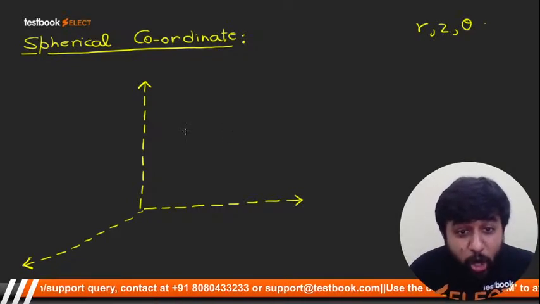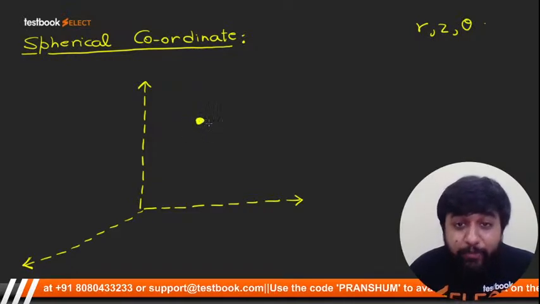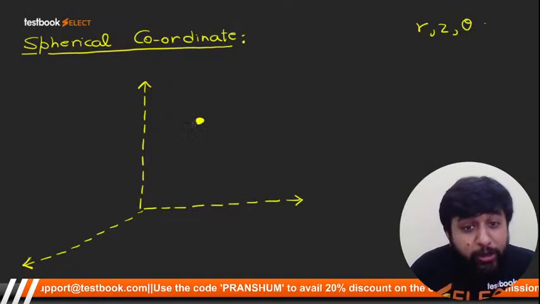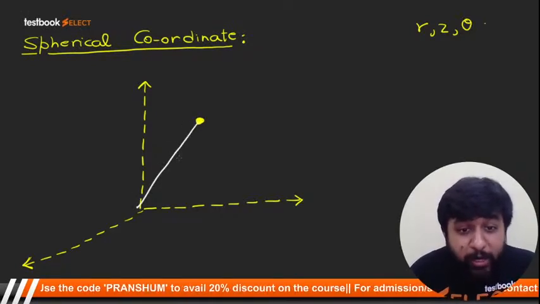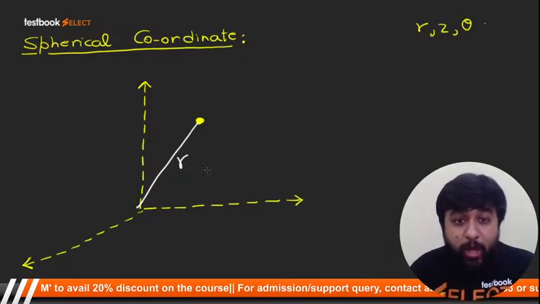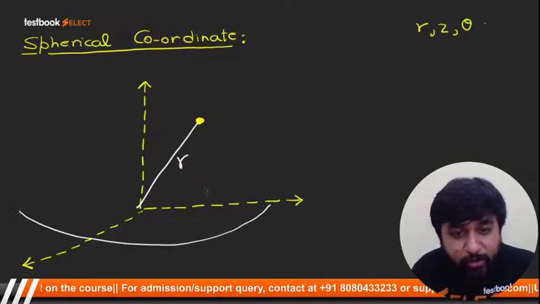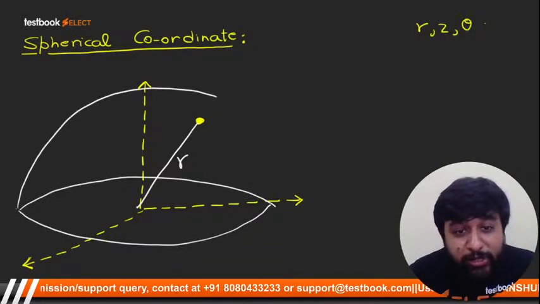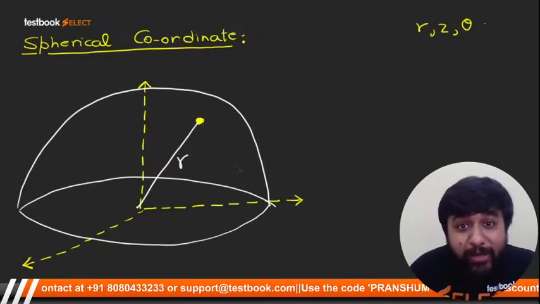So in this system also, I will define a point. So this is the point. Okay? Now, how will you do it? First of all, you will join the point with the origin of the system. So this will be called as R value, the distance of the point from the origin. Now, using this R, using this radius, you draw a sphere. I am showing only the hemisphere part. So obviously the point lies on the sphere.